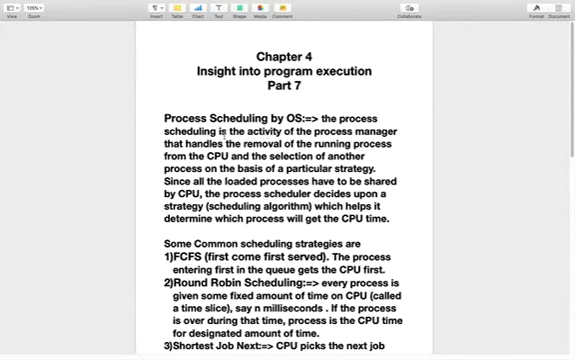Process scheduling is the activity of the process manager that handles the removal of the running process from the CPU and the selection of another process on the basis of a particular strategy. So which process will run and which process will be removed from the CPU is done by process scheduling. Since all the loaded processes have to share the CPU, the process scheduler decides upon a strategy, like a scheduling algorithm, which helps it determine which process will get the CPU time.